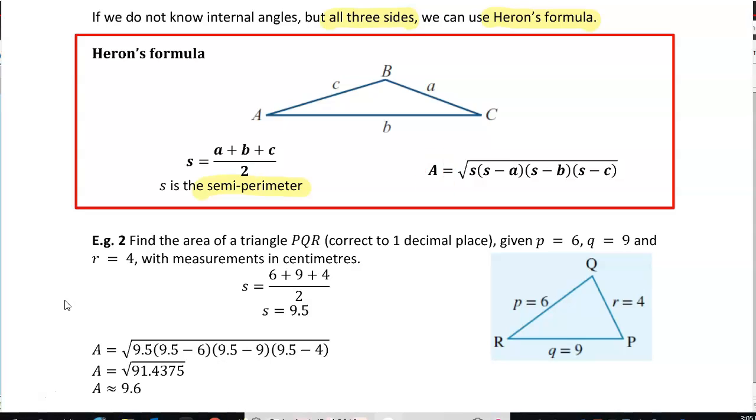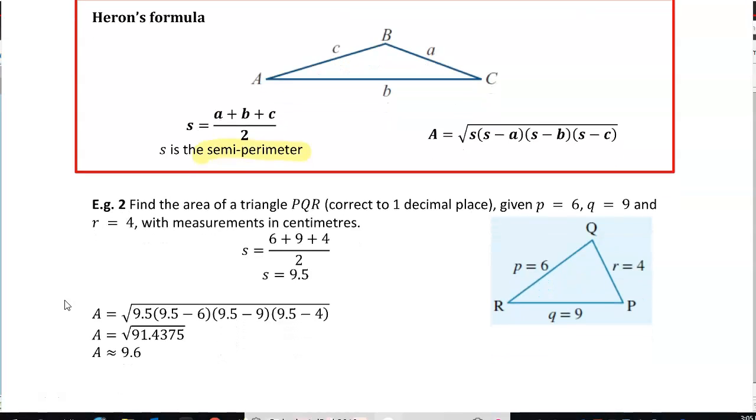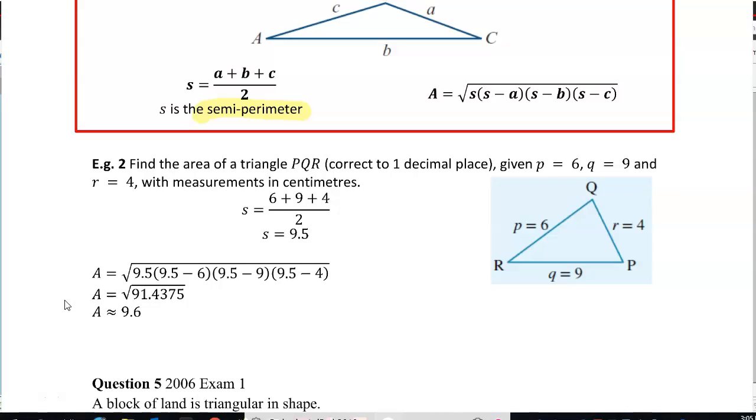And then the area is equal to the square root of s times s take away a times s take away b times s take away c. That's the length of a, b, and c. Now, it looks a bit complicated, but it's pretty straightforward to use in practice. So here we have area of triangle PQR, correct to 1 decimal place, given that P, Q, and R are those measurements in centimetres.